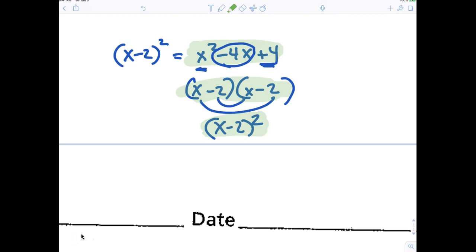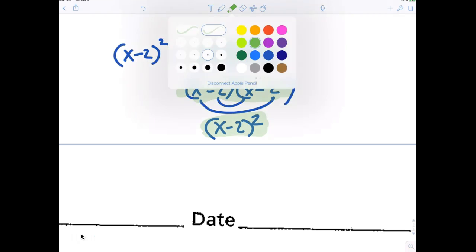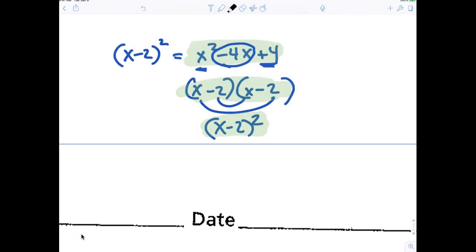All right, now how did I know? Again, that was a perfect square. Here's the key. One last time, pay attention. This is considered a perfect square, and this is considered a perfect square, and there's a middle term. So that's your clue that it's going to be a perfect square.